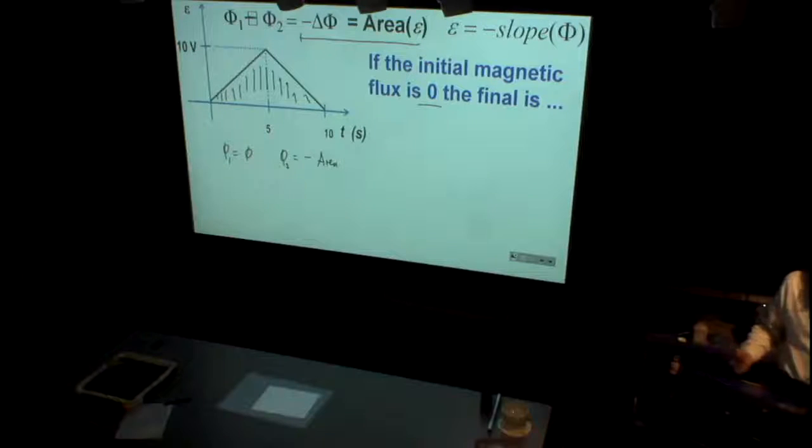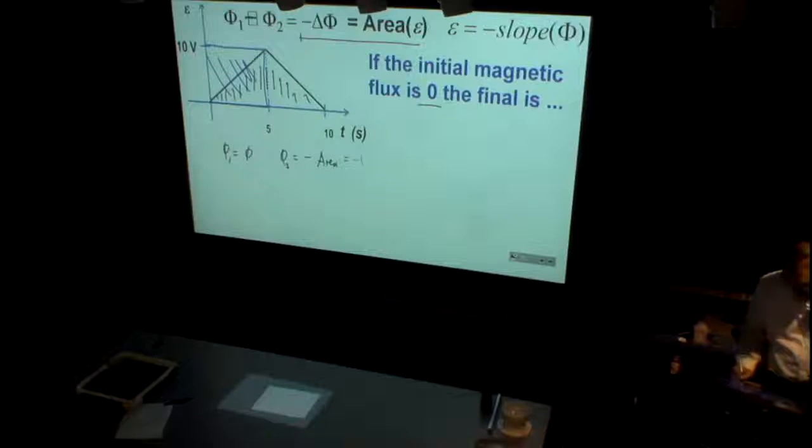And how do we calculate area? Well, we can break it into triangles, or we can see the symmetry. And the symmetry here says the area of these two triangles is equal to the area of this one rectangle. So negative 1 times 5 times 10, negative 50. Negative 50 what? Weber.